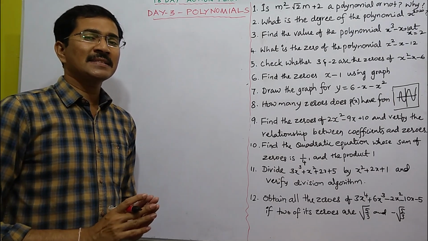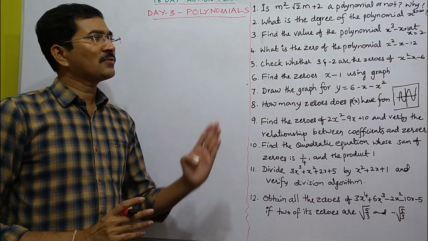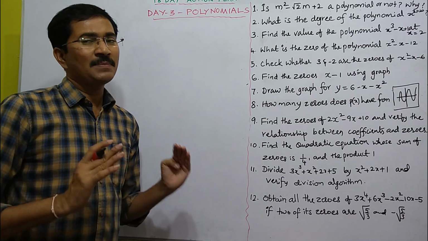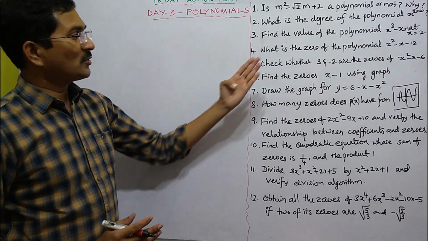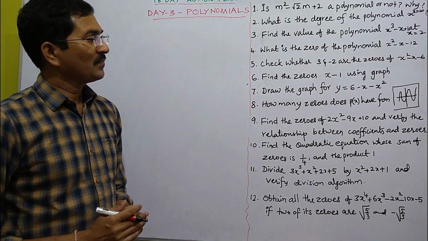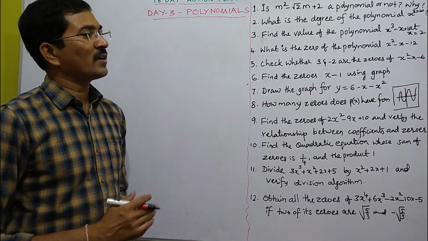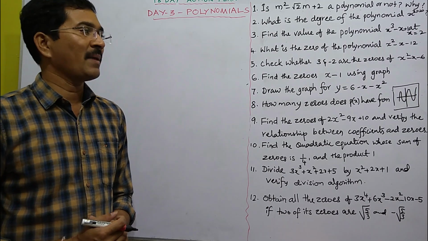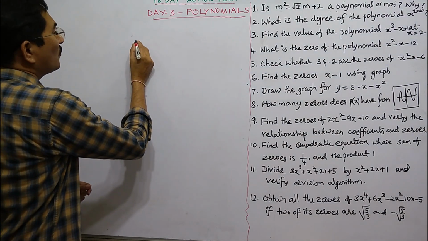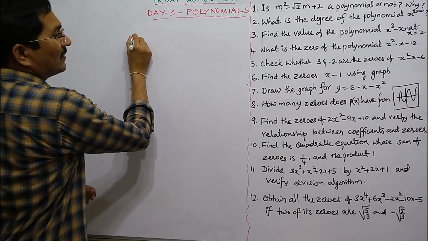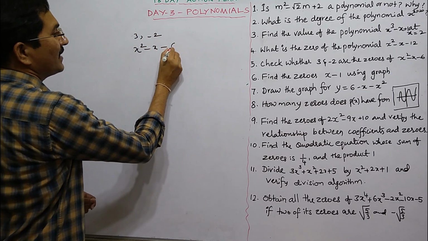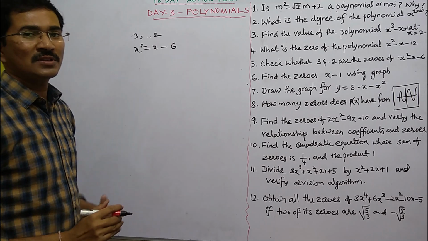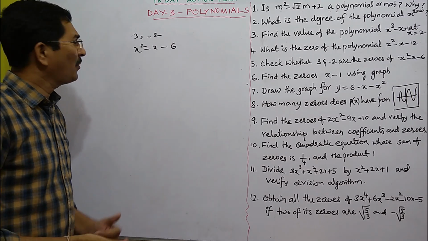If you practice finding the zeros of some quadratic equations, it becomes easier for you to solve it in your examination. Now coming to the fifth one, check whether 3 and minus 2 are the zeros of x square minus x minus 6. So he's asking us to find whether 3 and minus 2 are the zeros of x square minus x minus 6. Do they become zeros or not? How do we check it? Simple.